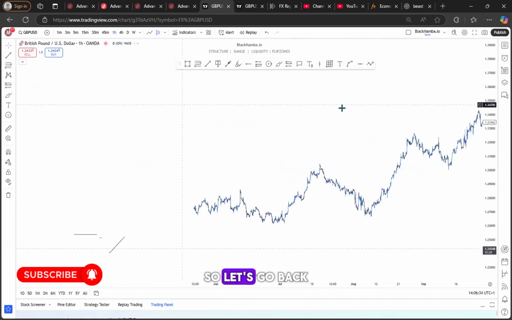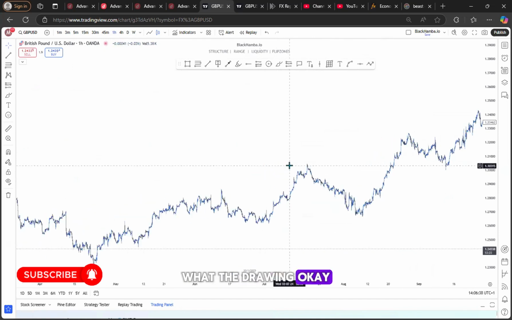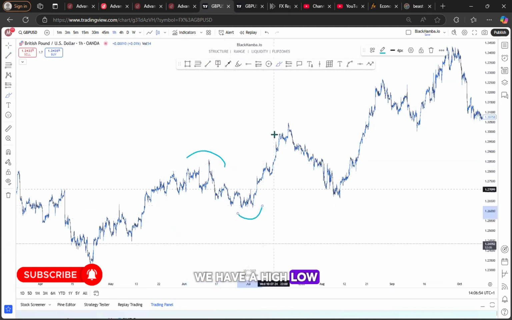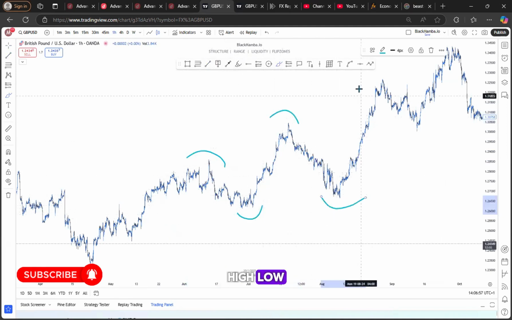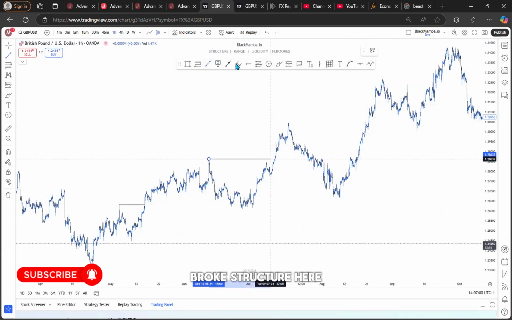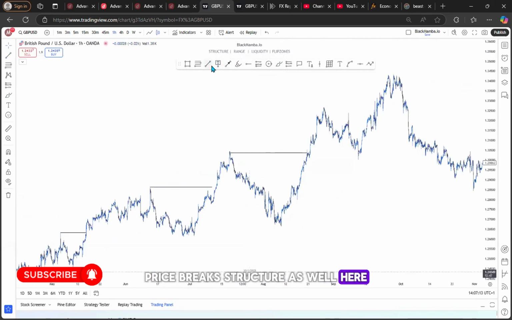So let's go back a little bit deeper. Okay, let's start from here. On 1 hour, we have something like this. We have a high, low, high, low, high, low. Price broke structure here. It broke structure here. Price broke structure as well here.